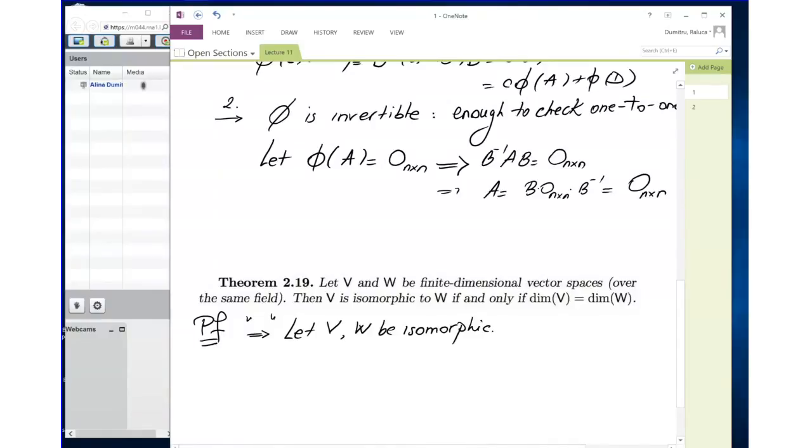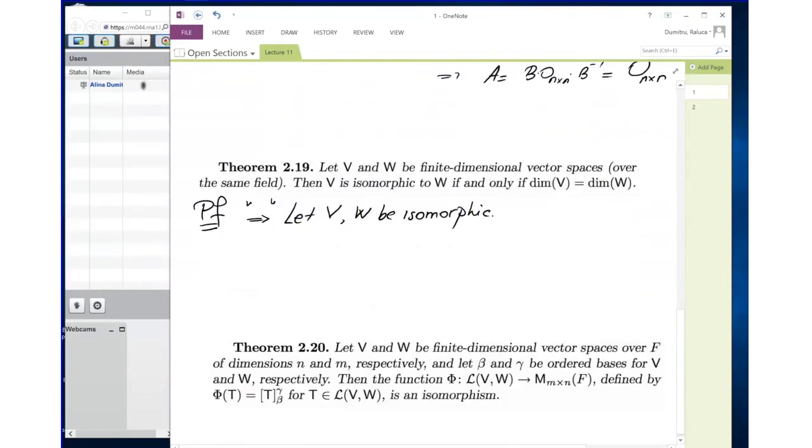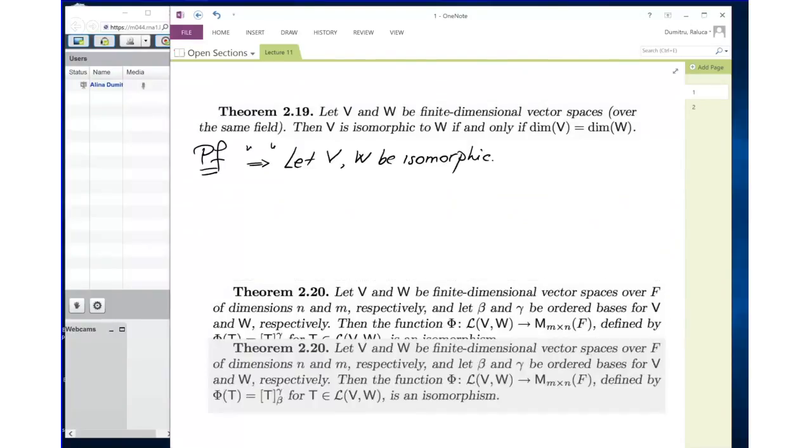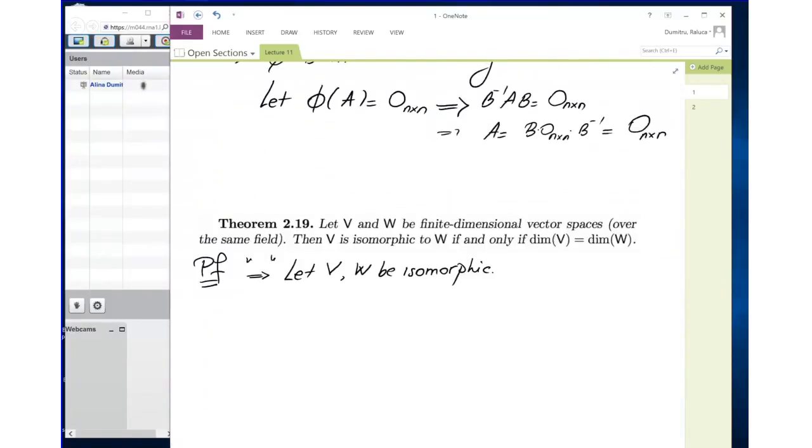So let's just say that V and W are isomorphic. We want to see that they have the same dimension. Being isomorphic means there exists an isomorphism between them, a linear transformation that is invertible. But we've already proved last time that an invertible linear transformation can only exist on finite dimensional spaces if the spaces have the same dimension.